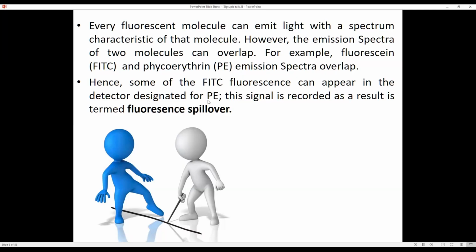For example, the very close, nearby channel to FITC is PE. So some amount of FITC light goes into the PE detector, and it is recorded as a PE signal, which is false. This spilling over of the signal of one fluorochrome into another channel is called fluorescence spillover. So the spilling over of FITC signal into the PE channel is called fluorescence spillover.